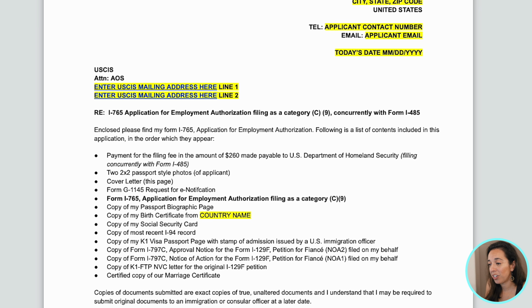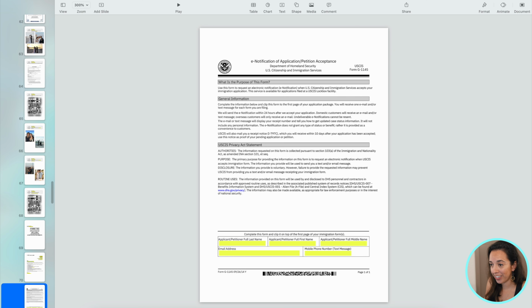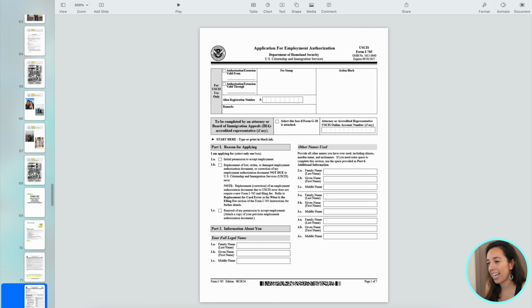We included the contents of this packet in the order in which they'll appear, and I'll run through this now. We included another G-1145 form, which allows e-notifications from USCIS that the form has been received. Next is the actual I-765 form. This is primarily filled out by the beneficiary applicant.